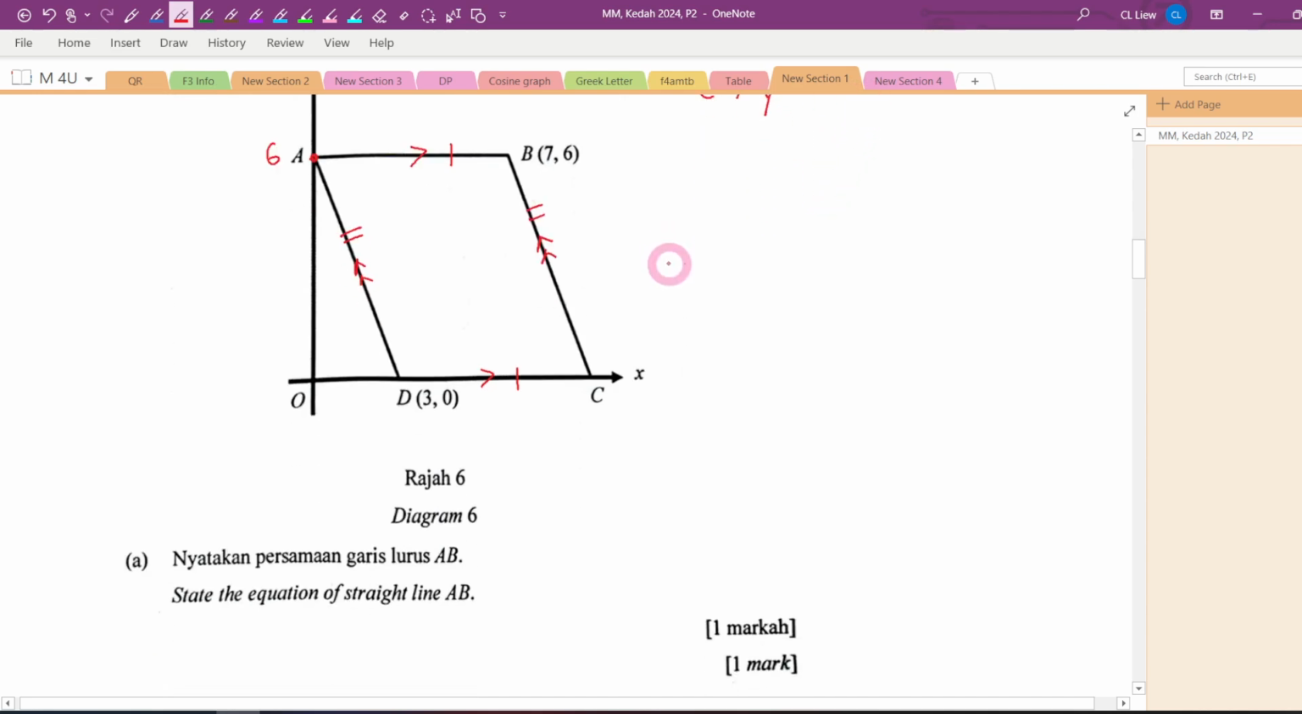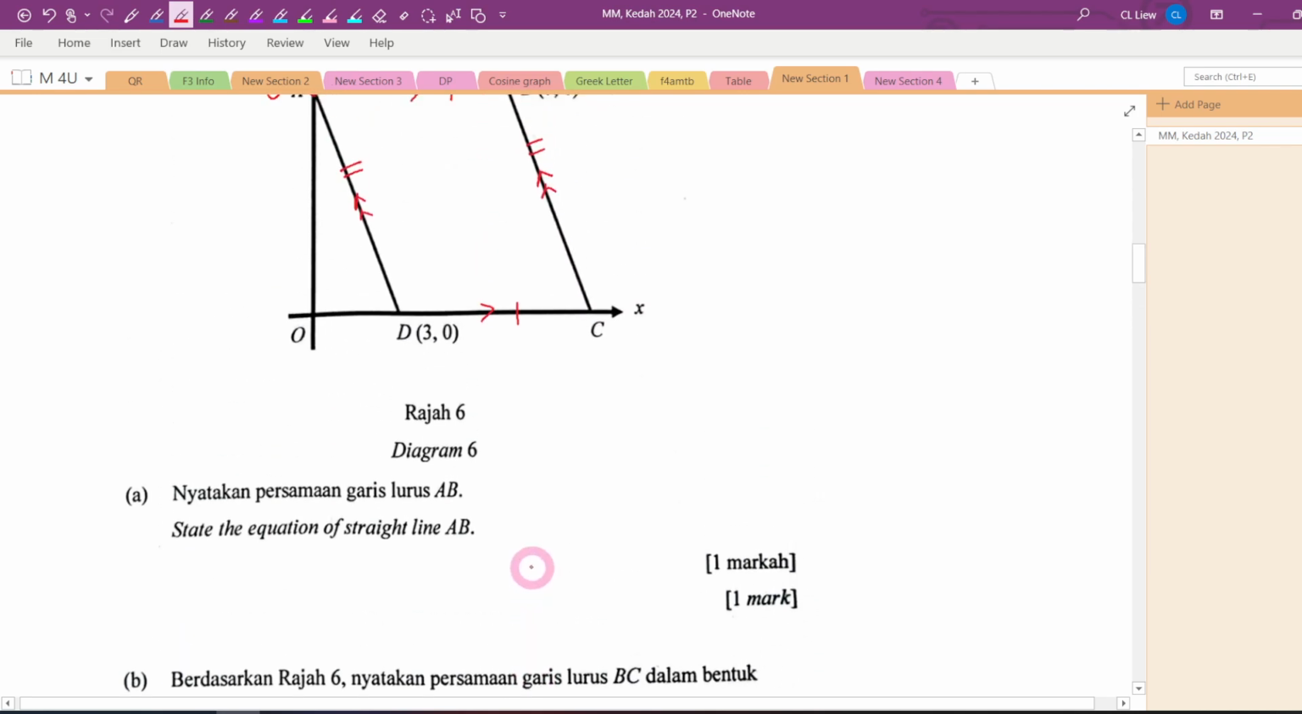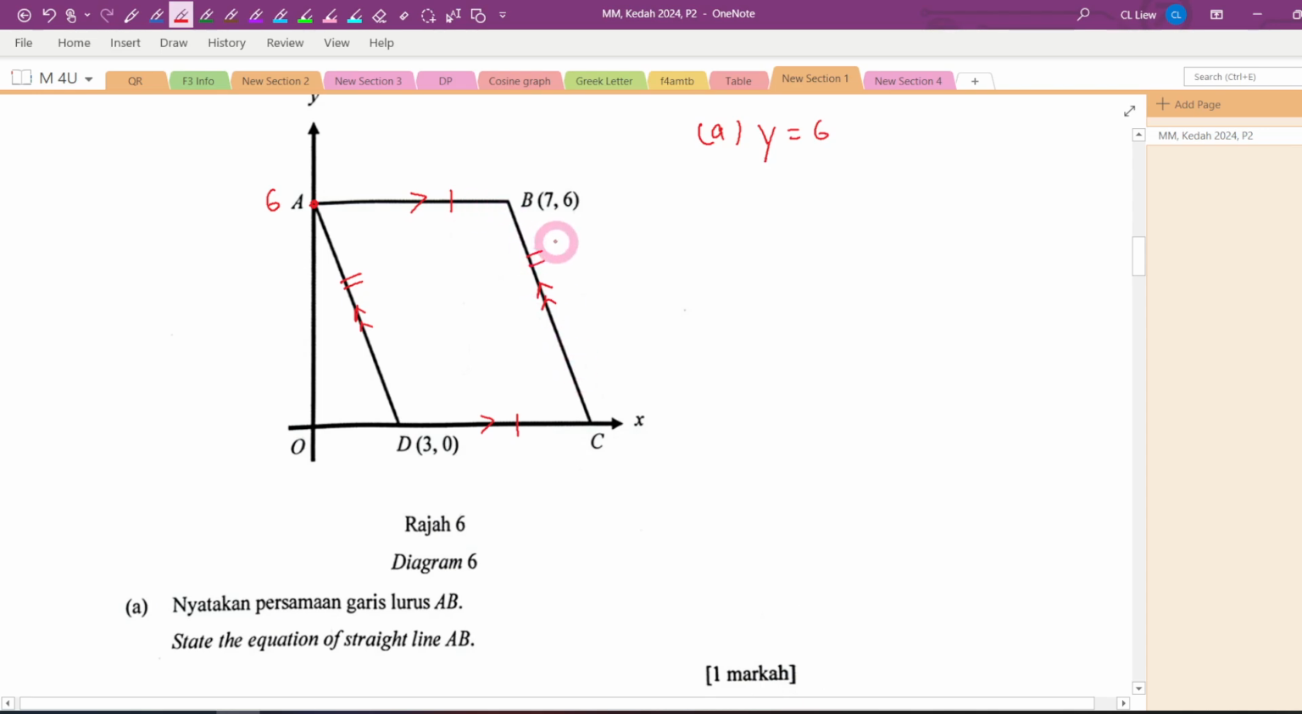Okay. Now how about part B? Based on diagram 6, state the equation of the straight line BC in intercept form. Okay. x over a plus y over b is equal to 1, intercept form. This is the x-intercept, this is the y-intercept. Okay, we want to find BC. So if we want to find the equation of BC, we need a gradient and 1 point. So we have 1 point over here.